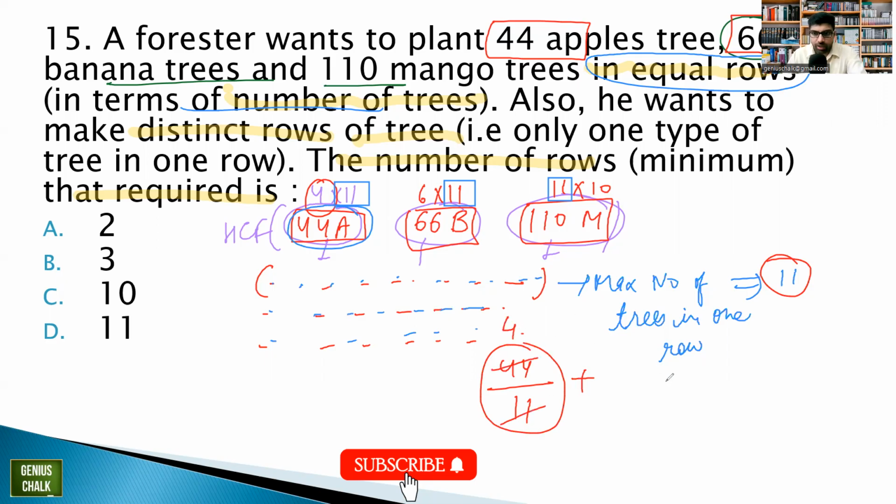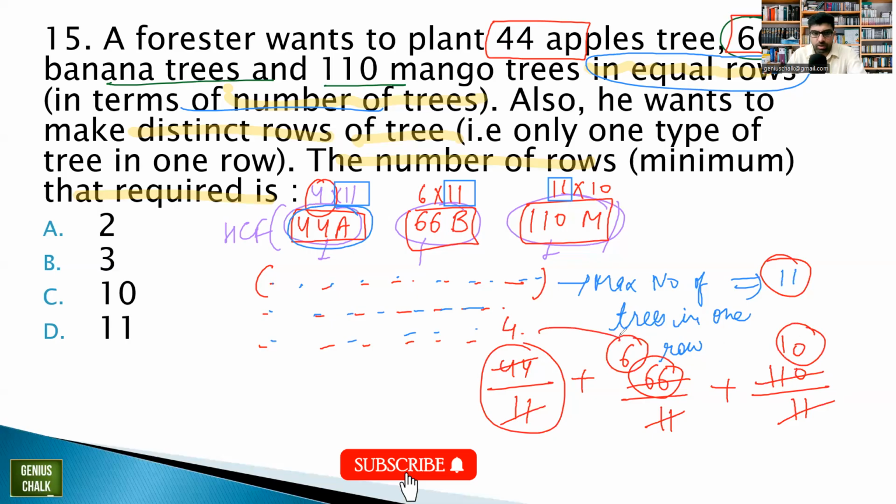After that, I have 66 banana trees. Now maximum in one row I can have 11 banana trees, so there will be six rows for banana trees. Similarly, 11 tens are 110 for mango, so in one row a maximum of 11 mango trees can come. So how many rows for mango trees? 10. So what is my answer? 4 plus 6. Oh, sorry.